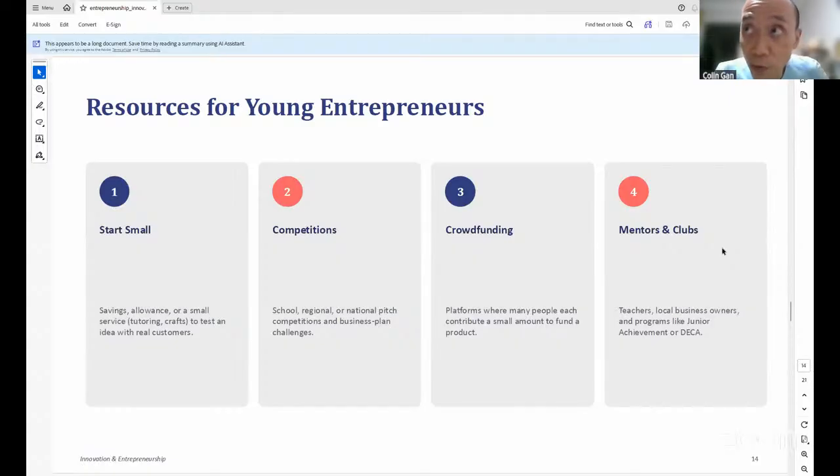A very well-known crowdfunding website is, of course, Kickstarter, where many people can contribute a small amount to fund your project. Okay. The last part, you can look for mentors and clubs, teachers, local business owners, and programs like Junior Achievement, or DECA.